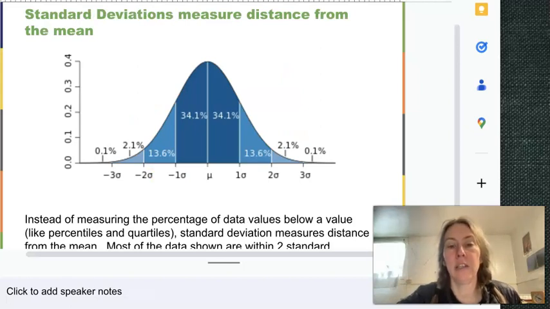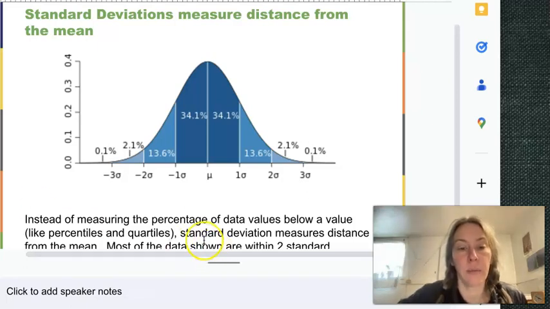Standard deviations is another way of measuring how spread out the data is. And we're going to go deep into standard deviations soon. So instead of talking about percentiles and quartiles, we can measure how far you are from the mean.